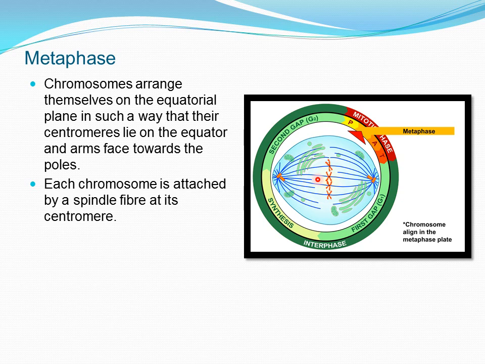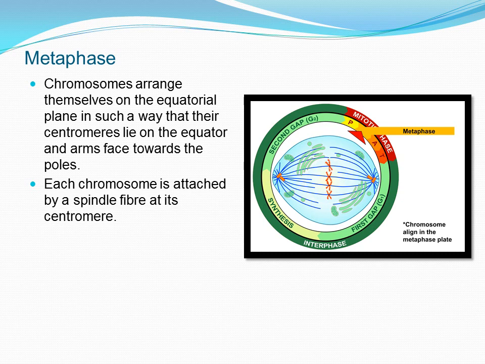Actually it is a phase between the prophase and the anaphase. Meta means in between, and metaphase means the stage in between the prophase and the anaphase. So it is clear to everyone, right? All the chromosomes are arranged in the middle region or the equatorial plane. The arms are facing towards the pole, and each chromosome is attached to a spindle fiber at its centromere. So this centromere point is attached to the spindle fiber.